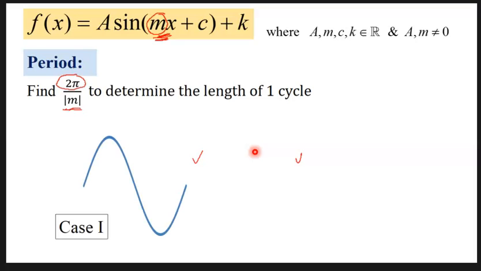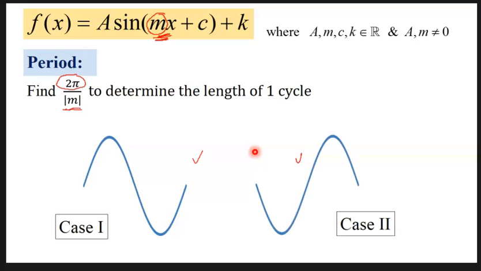Let's say I have a graph like case 1 or case 2. Both of these are one cycle of a sine graph, depending on the shape we have later. The length of this one cycle, which is the period, is measured as shown in the animation here. So these are the lengths of one cycle of the graph, which is the period.